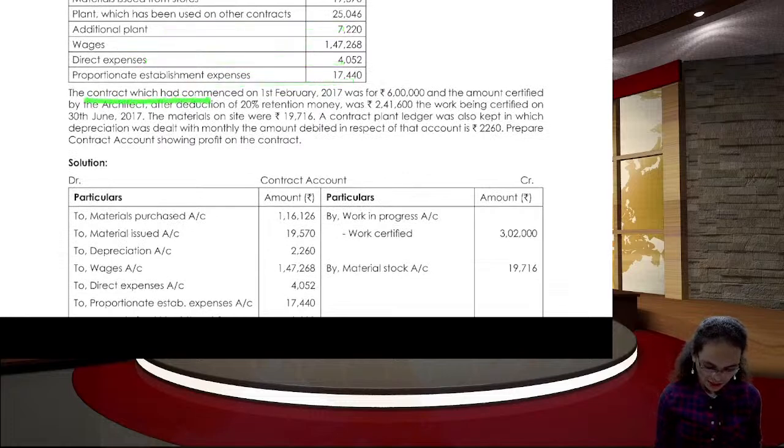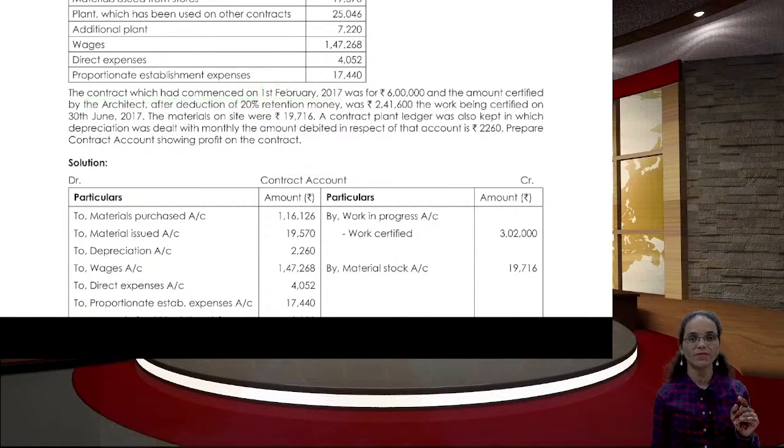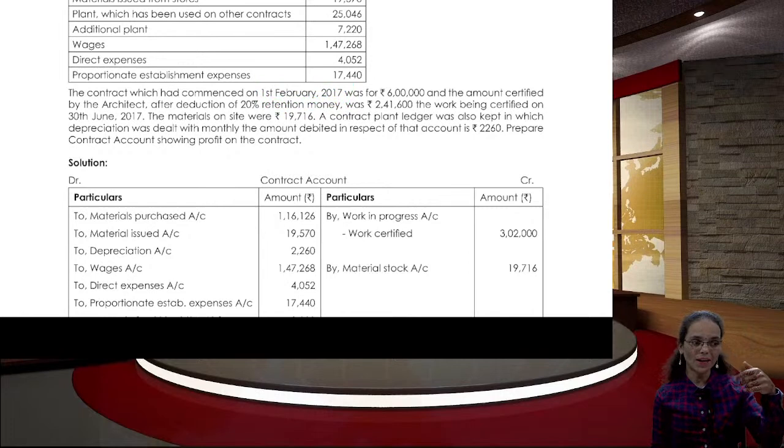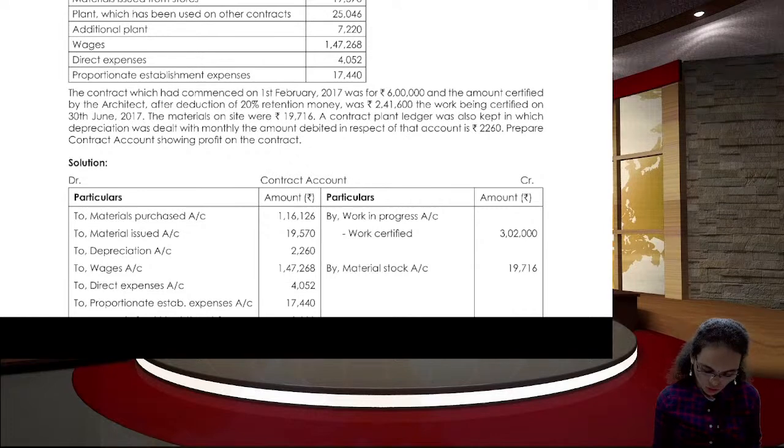The contract had commenced on 1st February 2017. When the dates come, try to underline them. When he gives the dates, he will be checking for the depreciation, like depreciation for 3 months or 4 months. He will give in terms of months, like the contract was started on a certain date but the plant was purchased on another date. So you pay attention to the dates.